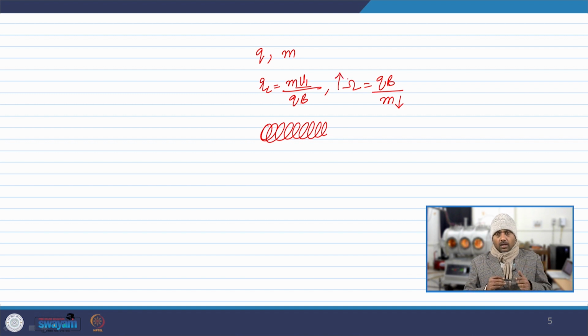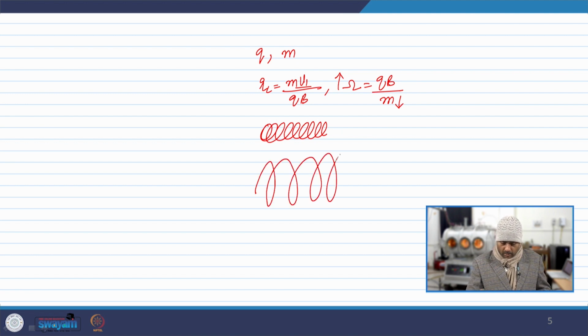That means the electron, of course, moves in small circles, but it will move very fast. The frequency will be very, very large. But for an ion, the radius will be large and frequency would be very small. The number of revolutions that the ion can complete in a given amount of time will be small.